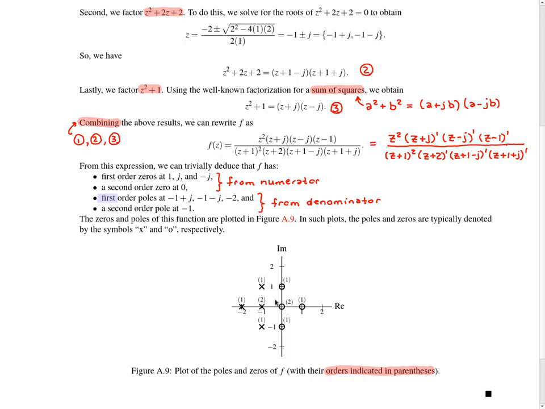So for example, we have a 0 at the origin, a 0 at 0. This is this one here. It's second order, so this 2 here is denoting that this 0 at the origin is second order. And similarly for the other points. Basically the bracketed quantity is indicating the order, and then the x's are indicating poles, and o's are representing zeros.